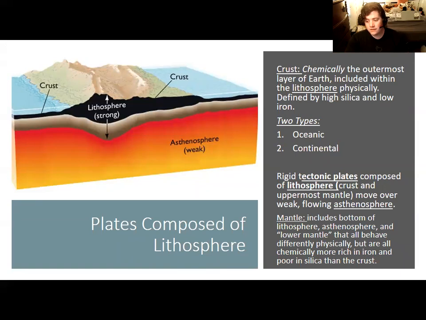The bottom of the lithosphere, the asthenosphere, and the lower mantle, which doesn't really directly get involved in plate tectonics as much, all have more or less the same chemical composition, but they physically behave very differently, and so we have to be careful with that definition. And the tectonic plates that give the name to plate tectonics actually consist of pieces of lithosphere, the crust and the uppermost part of mantle being dragged along over the weak, flowing, ductile asthenosphere.